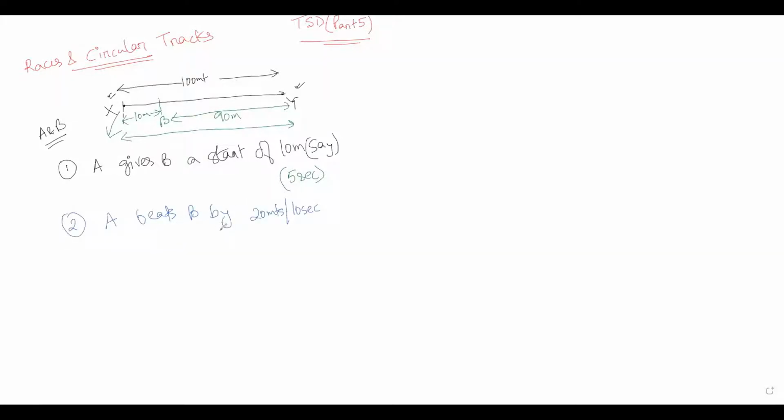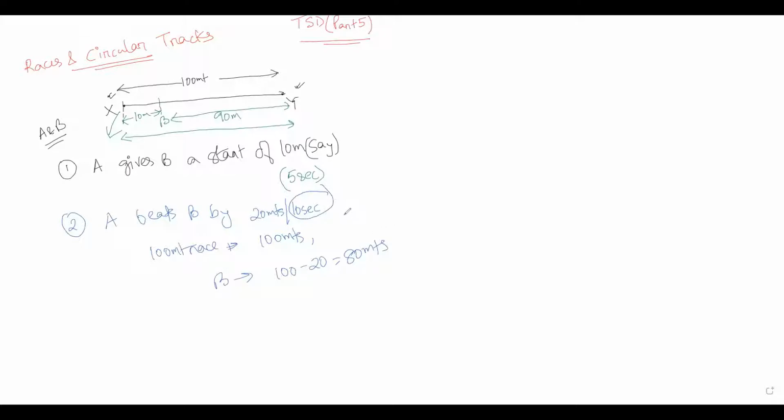Now, it can also be given that A beats B by 20 meters or 10 seconds. So this simply means that for a 100-meter race, when A would be completing 100 meters, in that particular time, B would be completing 100 minus 20, that is 80 meters. Or when A would be completing this 100-meter race, B would be taking another 10 seconds to complete the race.